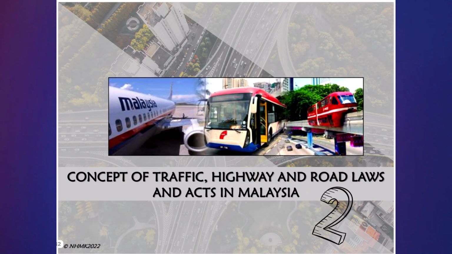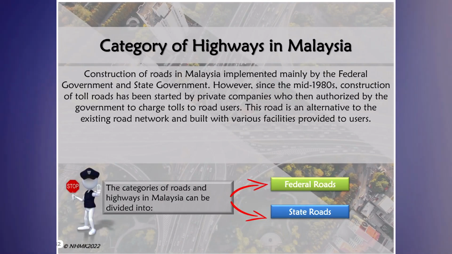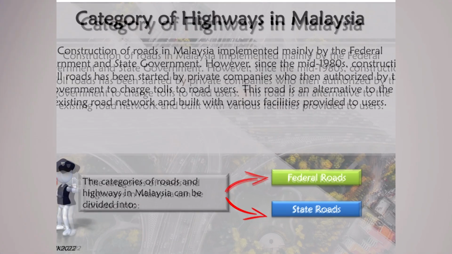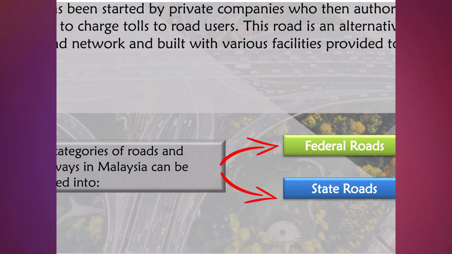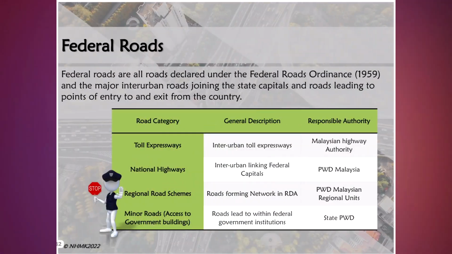So now we have reached the second part of this first topic. Let's learn about the concept of traffic, highway and road laws and acts in Malaysia. These are the categories of highways in Malaysia. We have the federal road and also the state roads. So what are federal roads? Federal roads are all the roads declared under the Federal Roads Ordinance 1959.